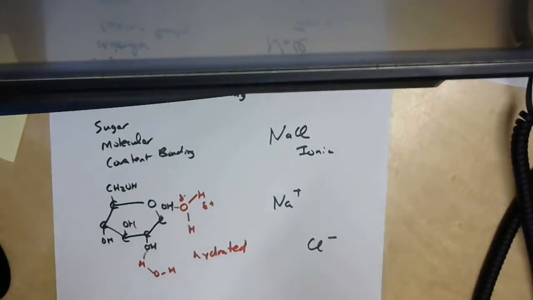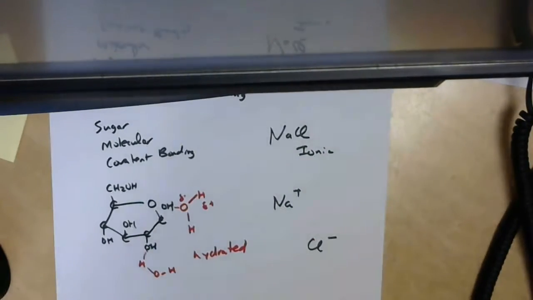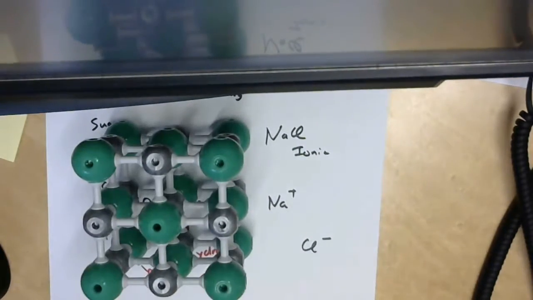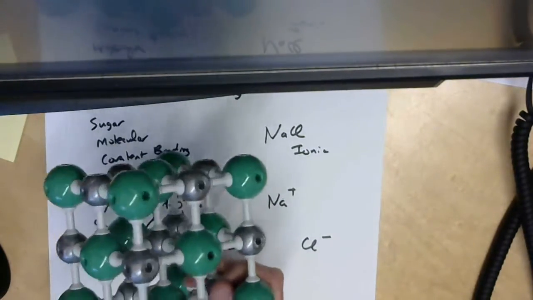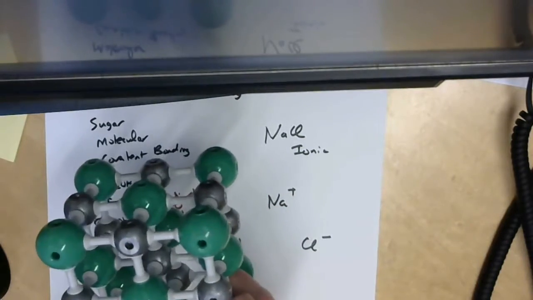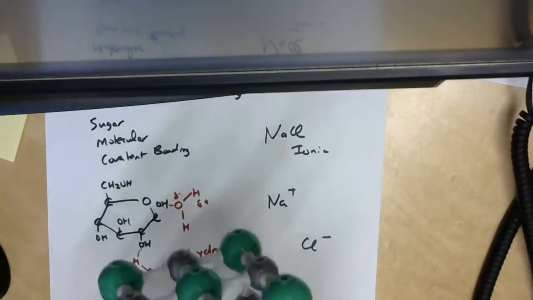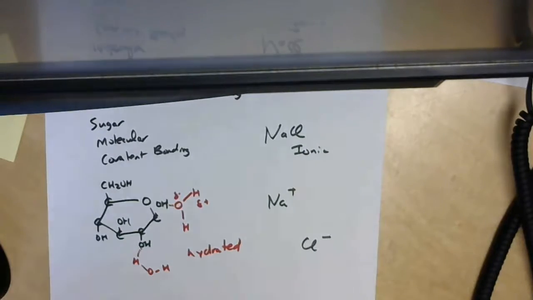And we've got this three-dimensional structure, the three-dimensional array of salt, something that might look like this, where the greens would be the chlorides and the much smaller silvers would be the sodium ions. And so the water molecules can break down that three-dimensional structure.